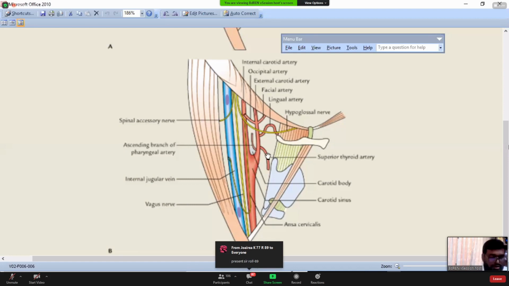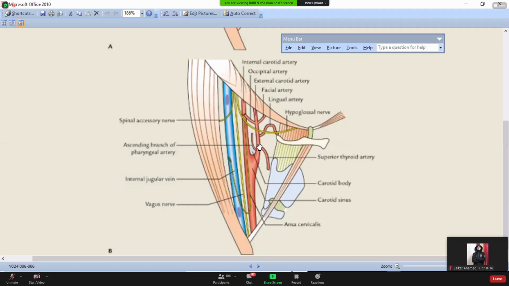What are the contents of the carotid triangle? First of all, the carotid arteries, as I've told you: the common carotid artery, the external carotid, the internal carotid artery, and the first 5 branches of the external carotid. You know there are 8. How many branches are there in the external carotid artery? Have you studied these things yet? No, sir. Okay, I tell you there are 8 branches. Out of these, the first 5 branches are present here.